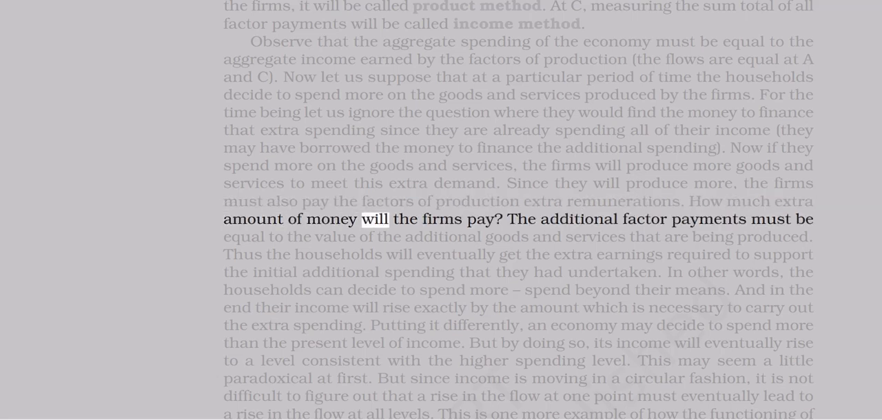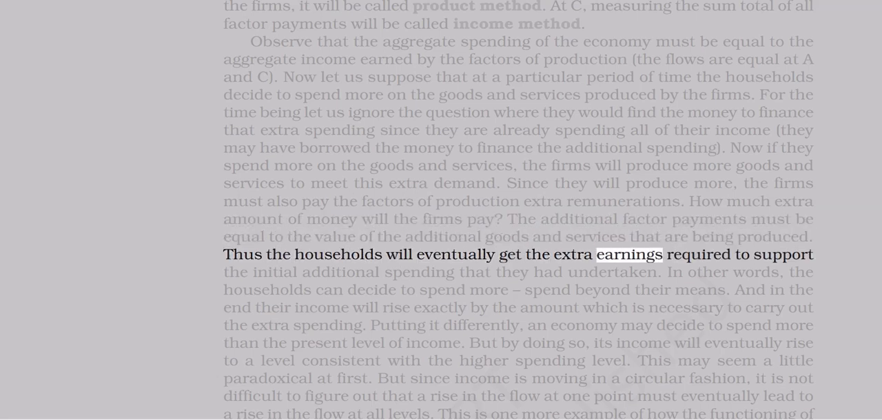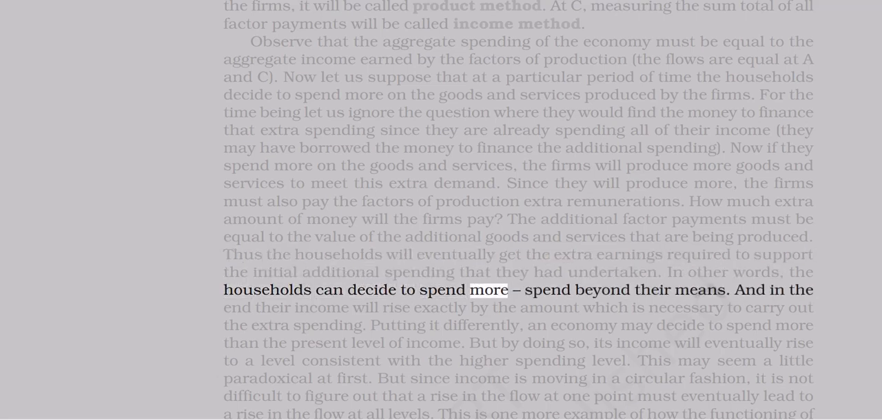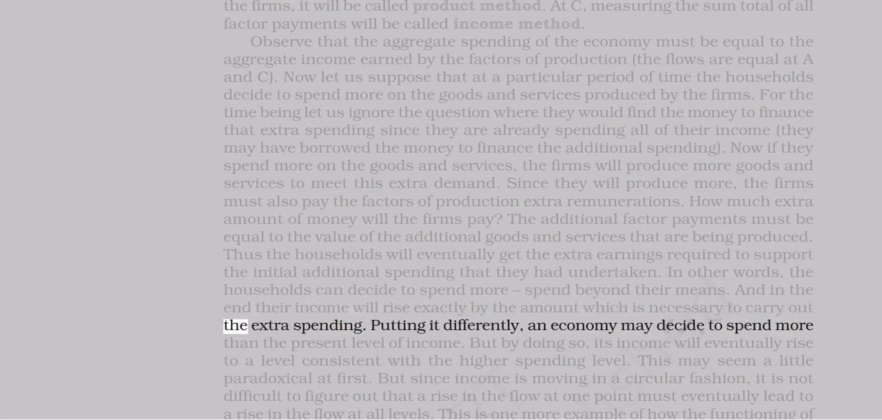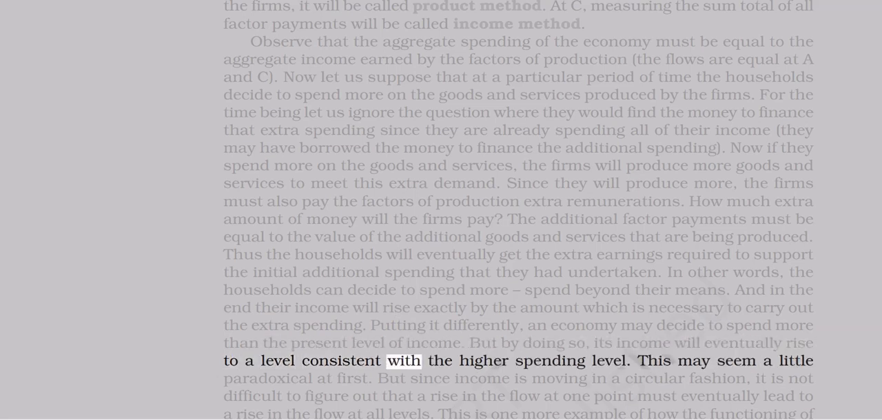How much extra amount of money will the firms pay? The additional factor payments must be equal to the value of the additional goods and services that are being produced. Thus, the households will eventually get the extra earnings required to support the initial additional spending that they had undertaken. In other words, the households can decide to spend more, spend beyond their means. And in the end, their income will rise exactly by the amount which is necessary to carry out the extra spending. Putting it differently, an economy may decide to spend more than the present level of income. But by doing so, its income will eventually rise to a level consistent with the higher spending level.